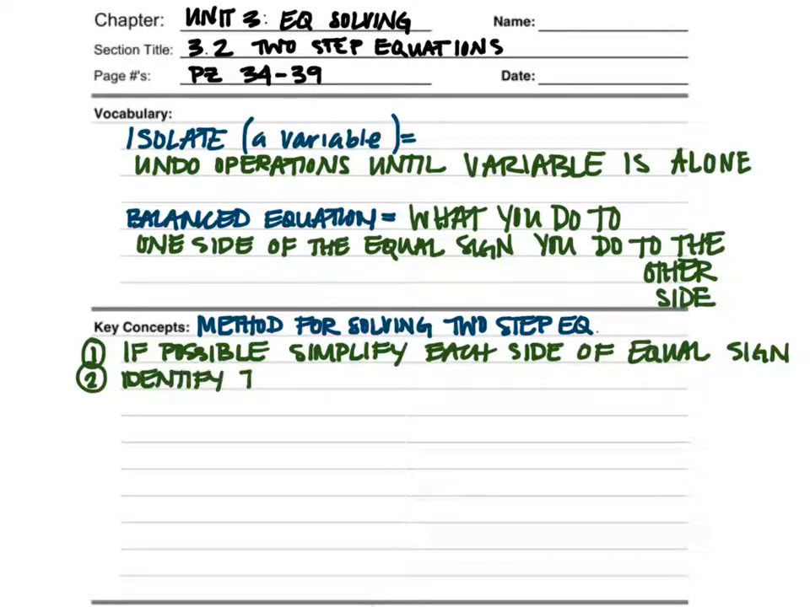Step 2 is asking us to identify the types of operations. And types is plural because there should be 2 operations if this is a two-step equation. So the question we really want to ask ourselves is, what's happening to the variable?